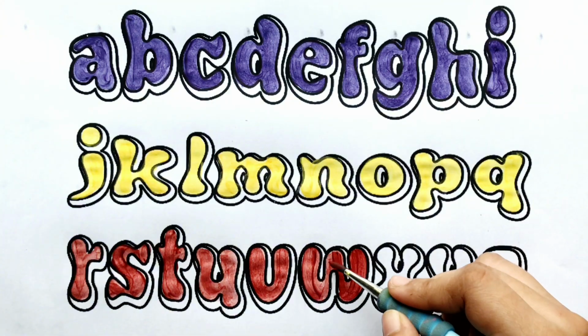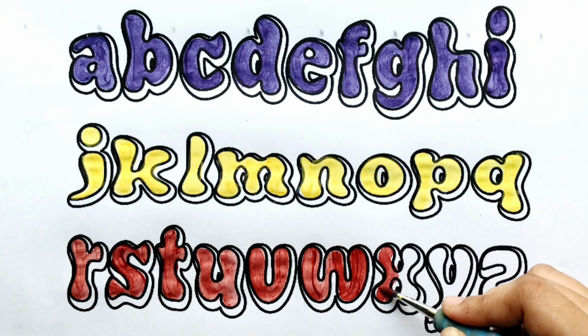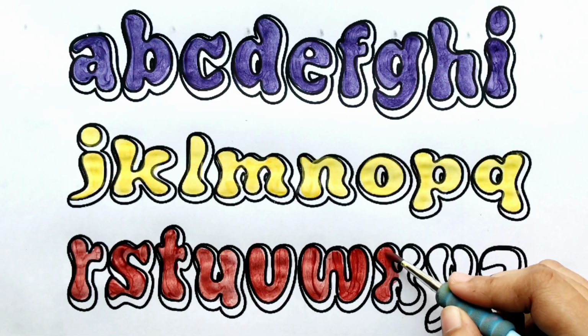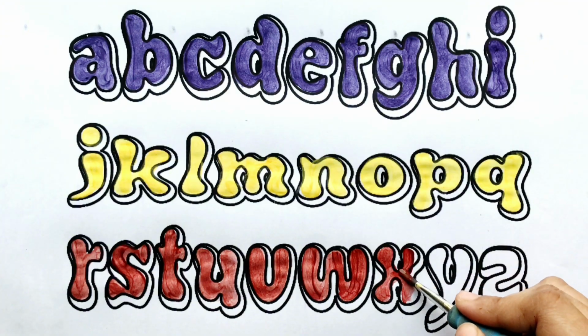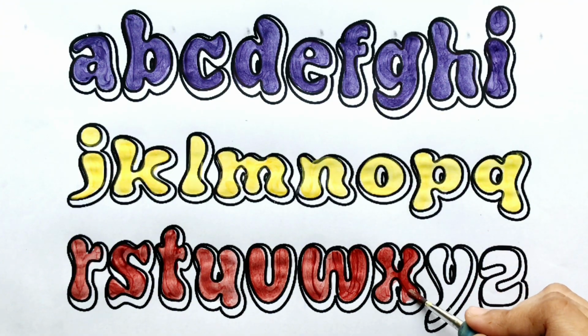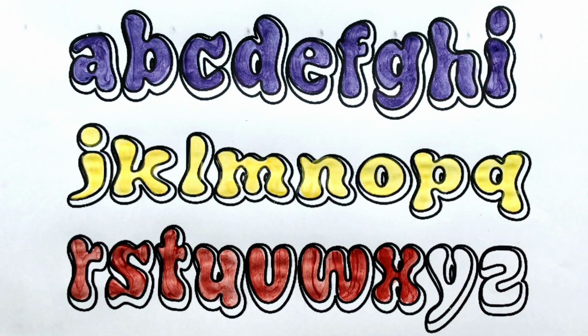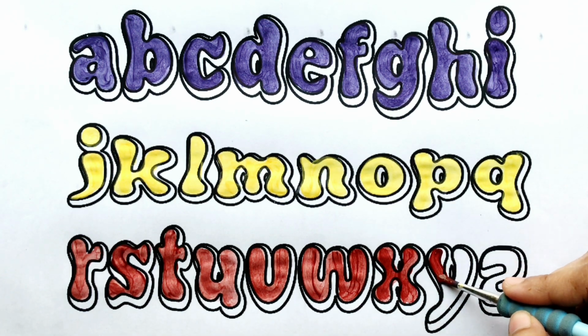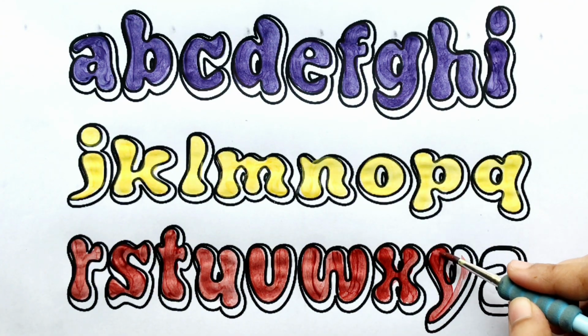A, B, C, D, E, F, G, X for xylophone. K, L, M, N, O, P, Q, R, S, T, U, V, W, X, Y, and Z. Now I know my ABCs. Next time, won't you Y for yo-yo.